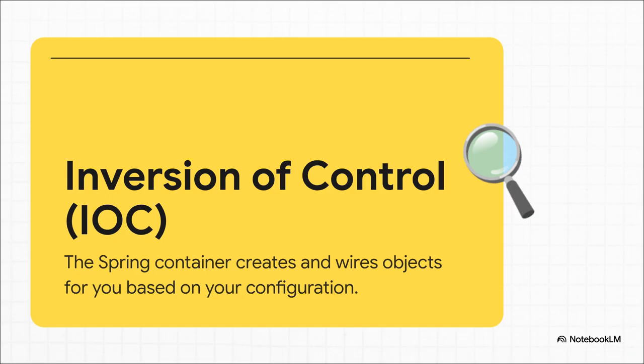See, without it, every part of your code is responsible for finding and creating every other part it needs. It's a nightmare. With IoC, we just tell Spring what we need, and the Spring container acts like a master builder, assembling and wiring everything up for us. It lets us focus on what our app should do, not all the boring plumbing underneath.